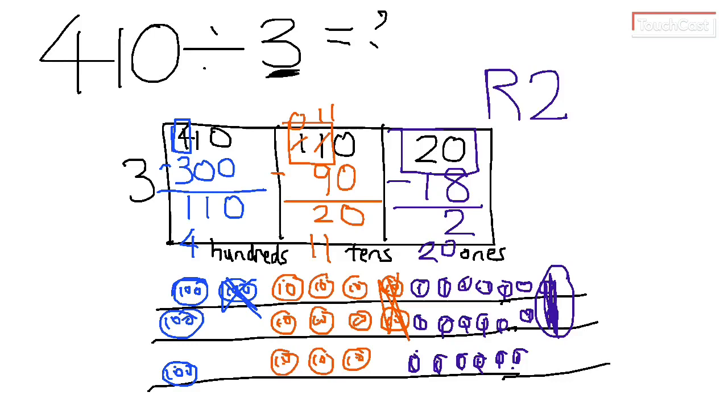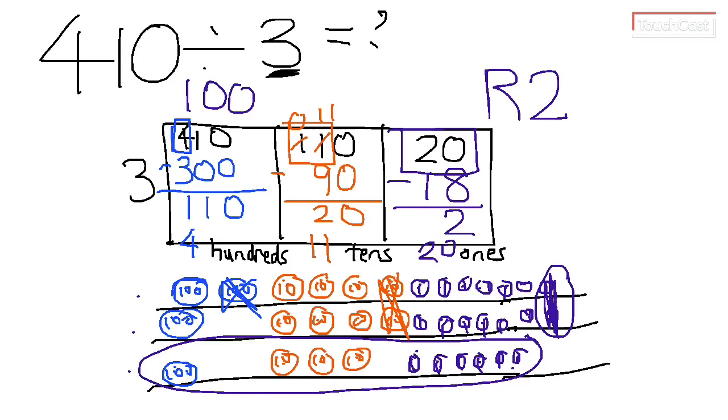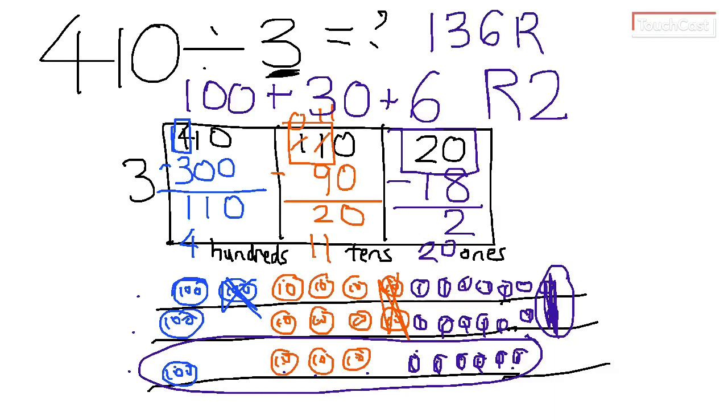Now, I can take any of these 3 people, 1, 2, 3, but I'm just going to choose this person. Let's add up what they have. In the hundreds, we have 100. In the tens, we have 10, 20, 30, or 3 tens. In the ones place, we have 1, 2, 3, 4, 5, 6, or 6 ones. Now, bringing that from expanded form to standard form, that is 136, remainder 2.